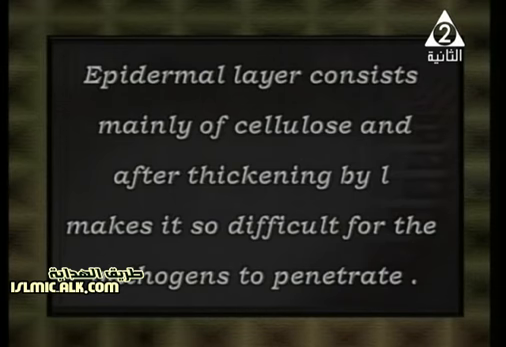The epidermal layer consists of cellulose, and this cellulose will thicken. Thickening means it increases. I mean a lot of cellulose is accumulated, making it so difficult for the pathogen to penetrate. If there is an insect or grazing animal that wants to eat a part of the plant, in the presence of these cellulose layers and a lot of thickening around the cells, when the pathogen wants to penetrate it, it will be very hard.